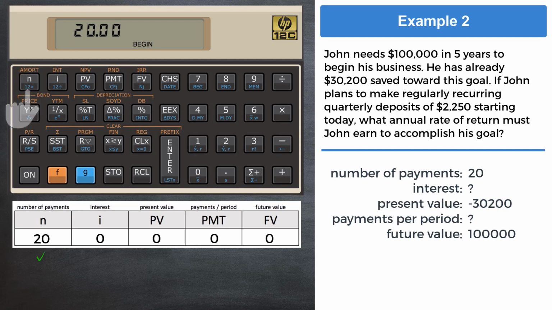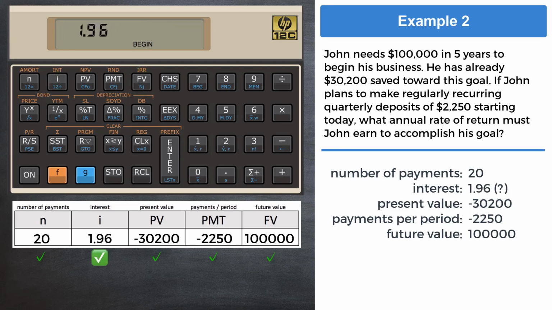And then that 20 we see in the display can be put into the periods register N. In keeping with the cash flow model, money that leaves John has to be negative. So go ahead and enter the present value and payments as negative numbers using the CHS key. The last variable, future value, is entered into the FV register as 100,000. We're ready to find the interest. Press the i key. The calculated value is 1.96.